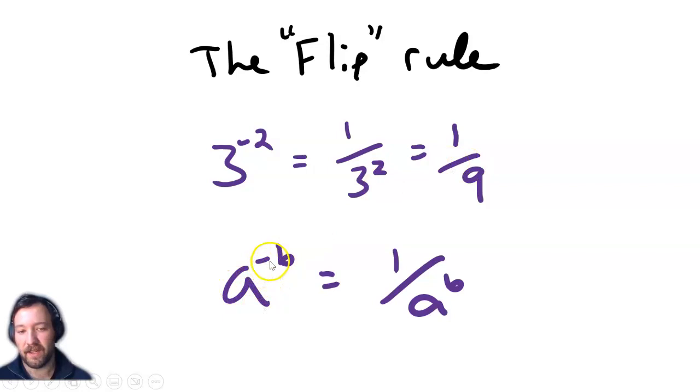In general, if you have any number raised to the negative whatever, a to the negative b, you can rewrite that as 1 over a to the b to make sense of it. That's what, in a sense, it means.